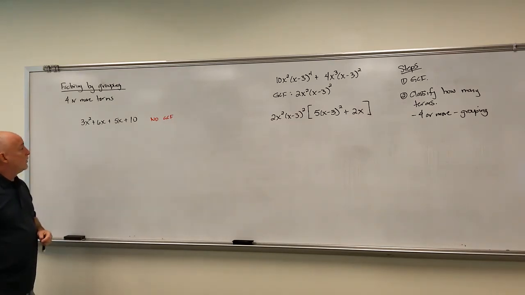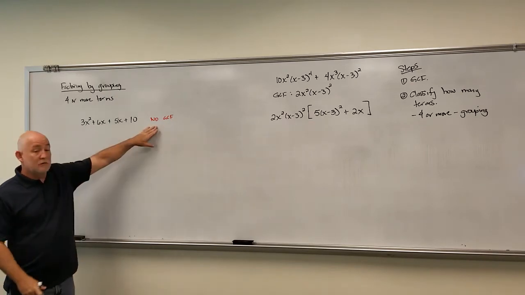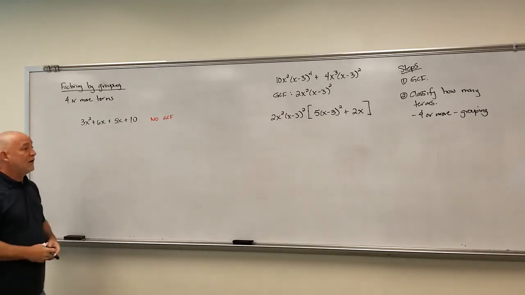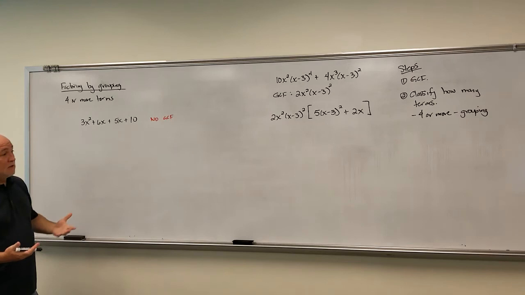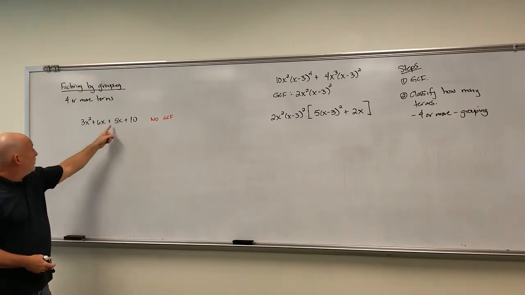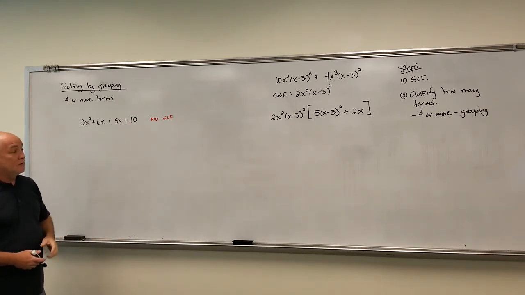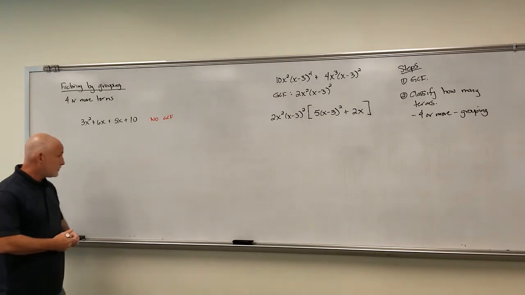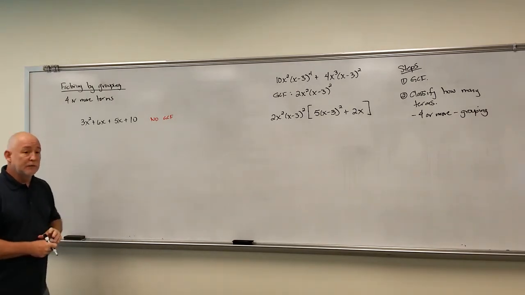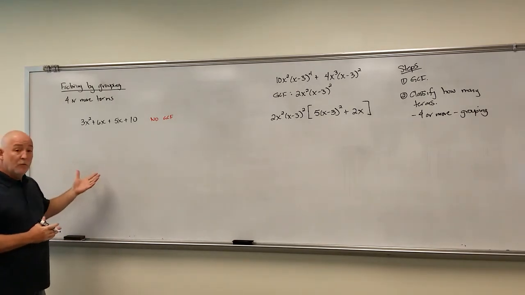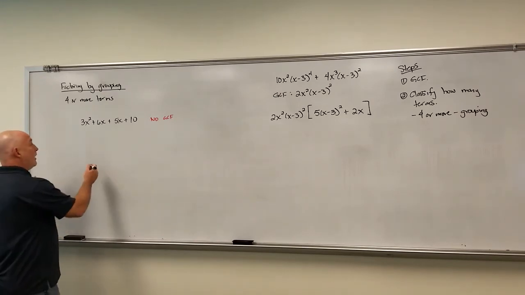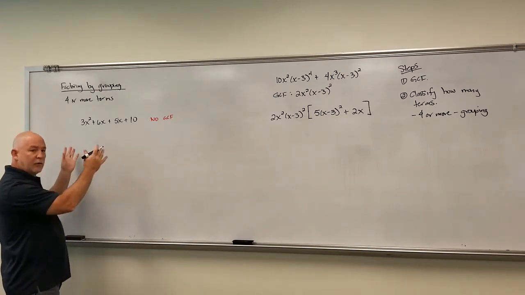All right, so once we've taken care of the greatest common factor, either there's no greatest common factor or we factored it out, then you say, okay, how many terms do I have? Well, here I have 1, 2, 3, 4 terms, so I'm going to try factoring by grouping. Now here's where it gets interesting, because there's a lot of different ways we could group this. Grouping just means we're only looking at certain parts of the problem at one time.